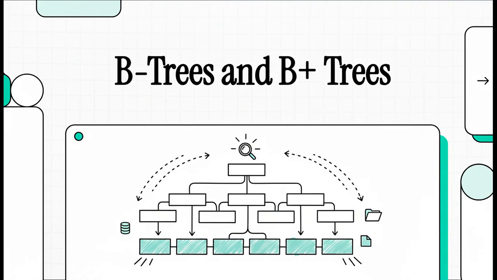All right, today we're diving into B trees and their super popular cousin, the B+ tree. This is the data structure that's quietly powering pretty much every database and file system you've ever used. It's the silent workhorse that makes finding your data so incredibly fast.